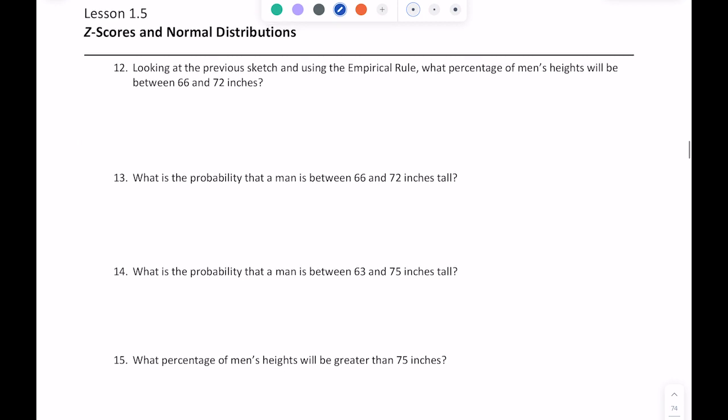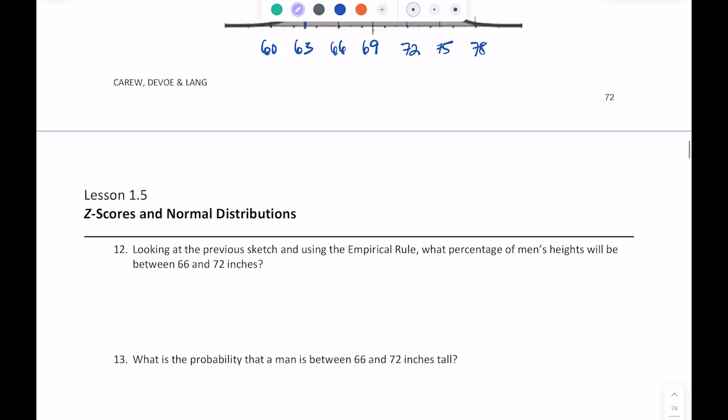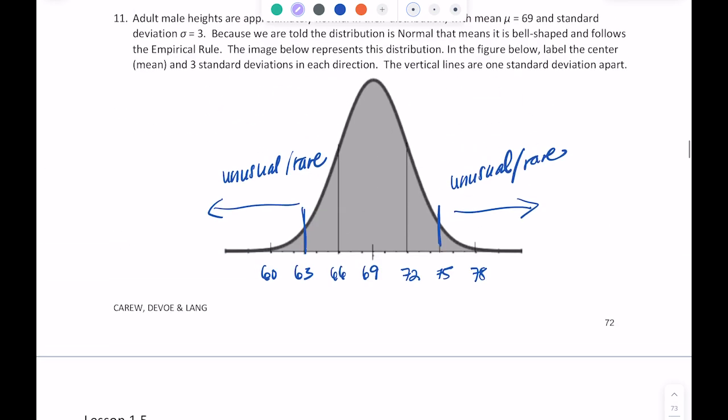Okay, so we have all our sketches. How do we find the actual percentages now? We're going to use our curve. Looking at the previous sketch and using the empirical rule, what percentage of men's heights will be between 66 and 72 inches? We know that 66 is here and 72 is here, and they're both 1 standard deviation above and below the mean.